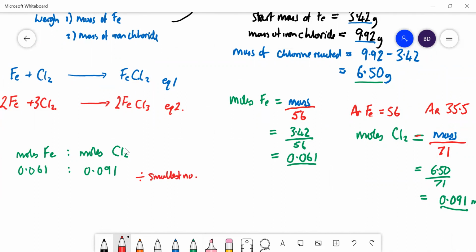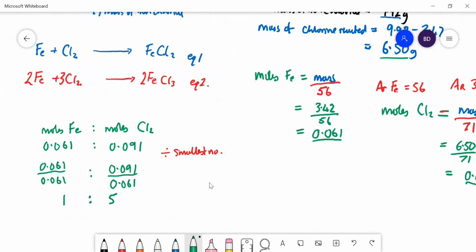So that is going to be 0.61 divided by itself, because that's the smallest number. And that's 0.091 divided by 0.061. If you do that, you get a 1 to 1.5 ratio. 1.5, not 5, sorry. And so I can just double that to get a 2 to 3 ratio.